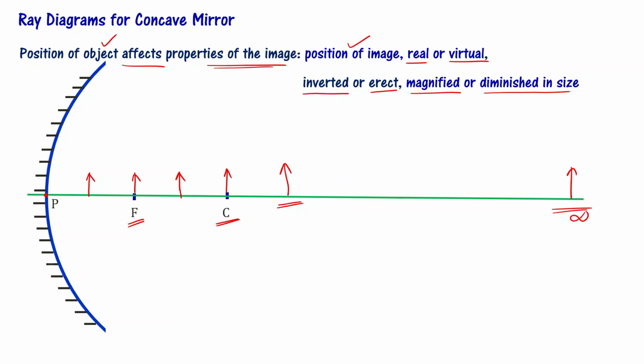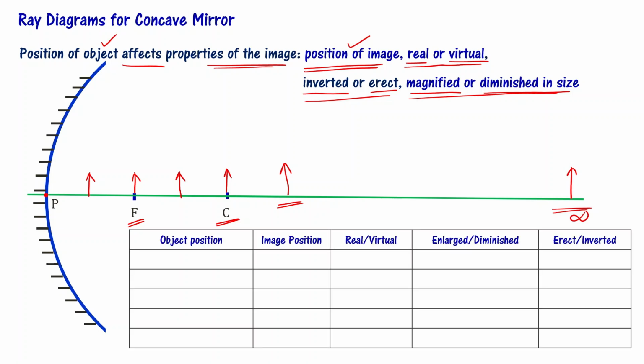In the case of concave mirrors, depending upon the position of the object, the properties of the image are going to be affected. For example, the position of the image, real or virtual, inverted or erect, magnified or diminished, all of this is going to be affected depending upon where the position of the object is.